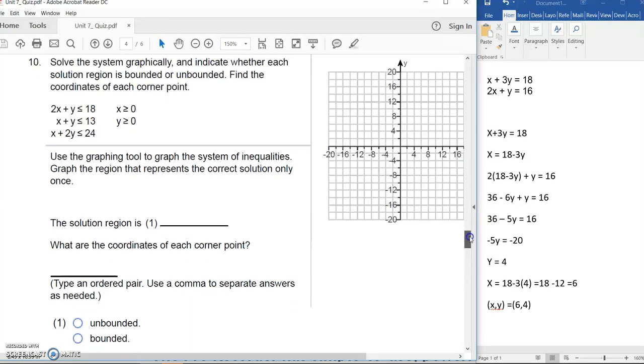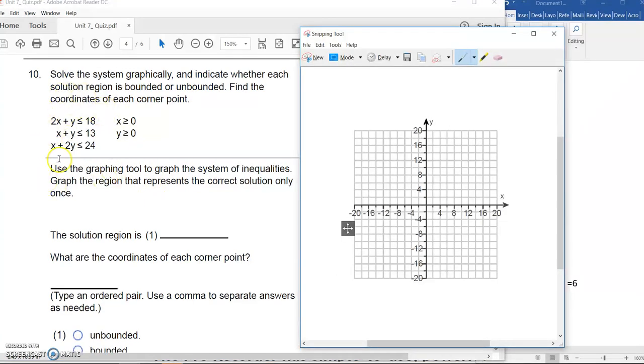So that's number 9. And number 10. So we're given this system of inequalities and we're being asked to graph it. So the first inequality, y-intercept is 18, x-intercept is 9, because you divide both sides by 2. So here x is 9 here, and y is 18 right there. So I'm going to try to, okay, so that's it.